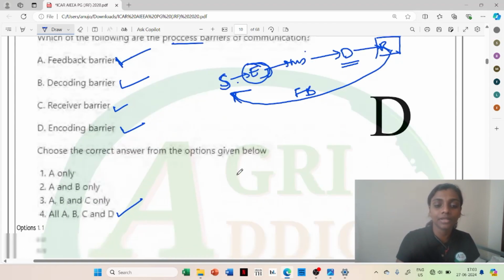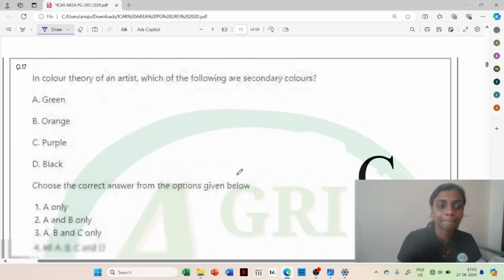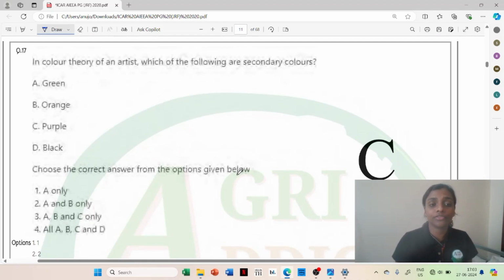Okay. Next question. In color theory of an artist, which of the following are secondary colors? Okay, so there are primary colors and secondary colors.